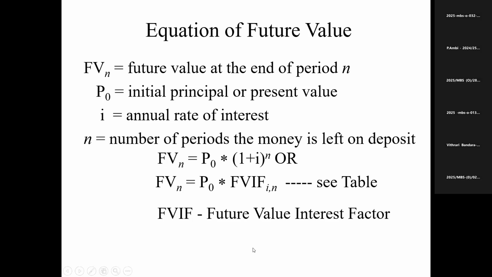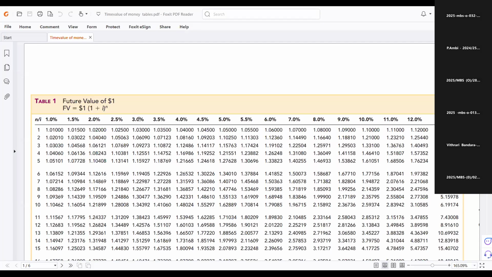Please download all the relevant tables I uploaded. You can see the tables here. In the table, with the rate of interest i, the future value factor equals 1 plus i to the power n. The tables are calculated for different rates of interest and time periods, such as 1 year, 2 years. But these are standard tables.